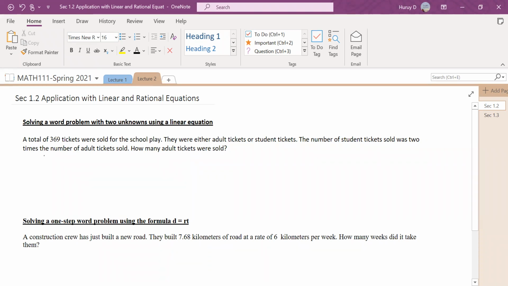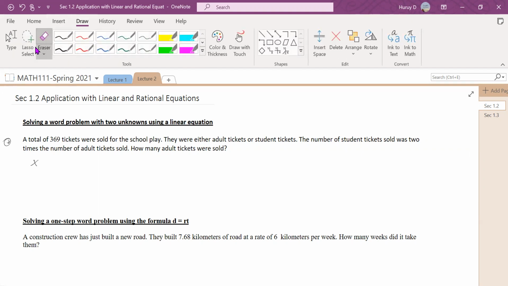All right. So suppose we have such a word problem. This word problem has 2 variables. It says solving a word problem with 2 unknowns using a linear equation. When we solve a word problem, the first thing we need to do is understand the question correctly, and then define variables. For example, you can use x and y.